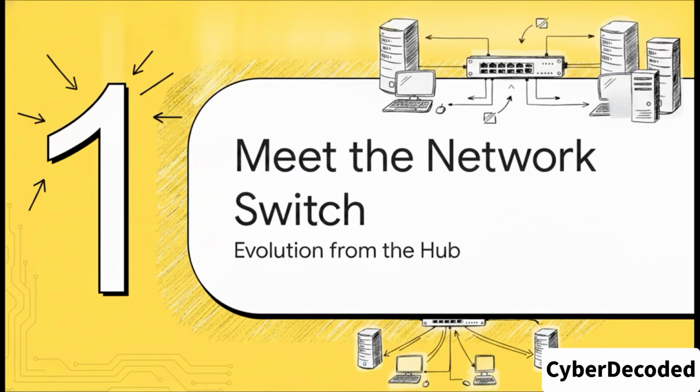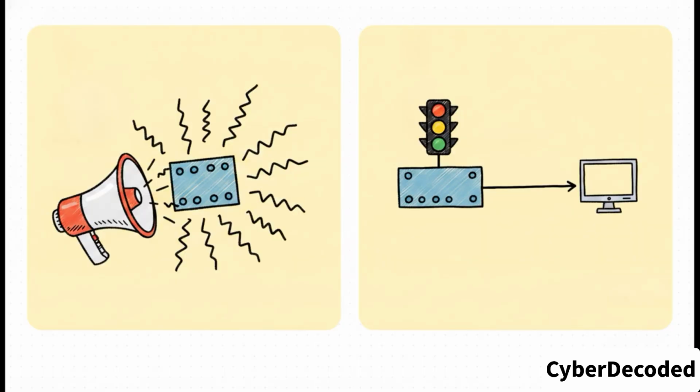All right, Section 1. Meet the network switch. To truly get why switches are such a massive game changer, we kind of have to look at the exact problem they were engineered to solve. And to do that, we look back at their ancestor, the legacy hub. Think of a legacy hub like a blind megaphone. When a hub gets a data frame, it has no clue who the frame is actually for, so it just blindly shouts that data out to every single port on the network. It's incredibly noisy, it causes a ton of collisions, and yeah, it's a huge security risk.